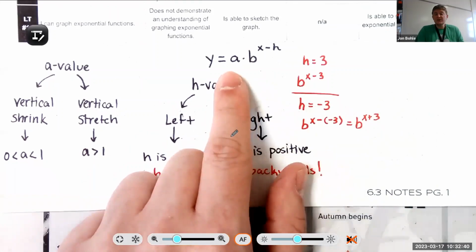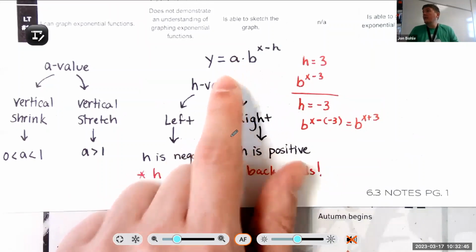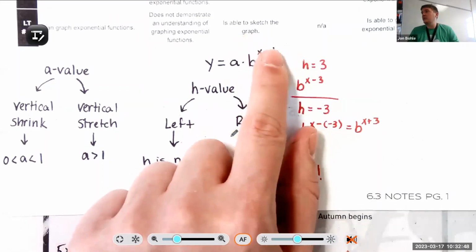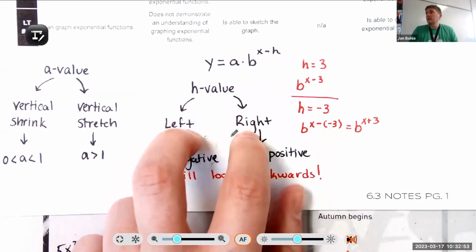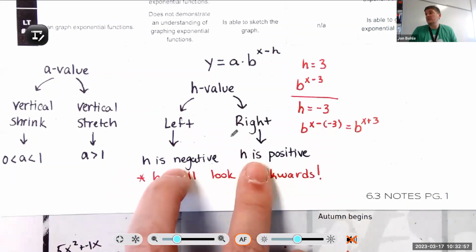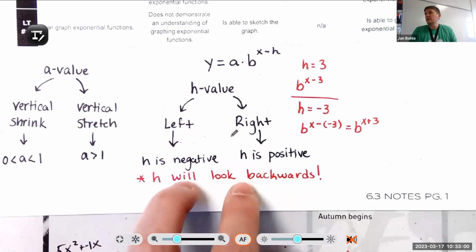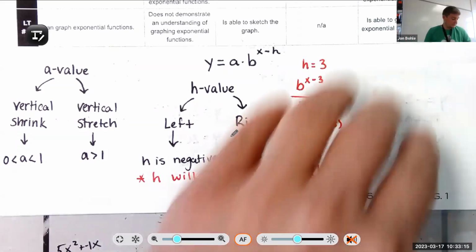We also had an exponential function with an h value, where we minus the h value in the exponent. It moved my graph left or right. If h is negative, it goes left, and if h is positive, it goes right. But remember, it's going to look a little backwards. So what we're going to do is figure out our last value of our transformations, and then we're going to start putting them all together. Then we'll get a little practice in and work towards our learning targets.